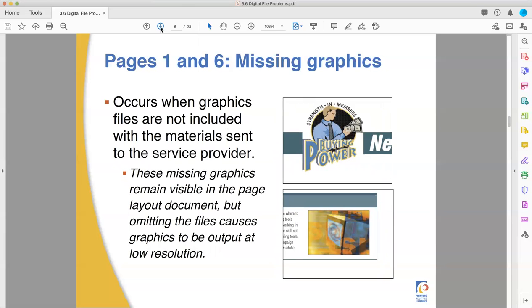Missing graphics. There's a difference between a low resolution graphic and a missing graphic. I believe we talked about this in InDesign before, and maybe I'll throw a demo video out there along with this just to show this issue.